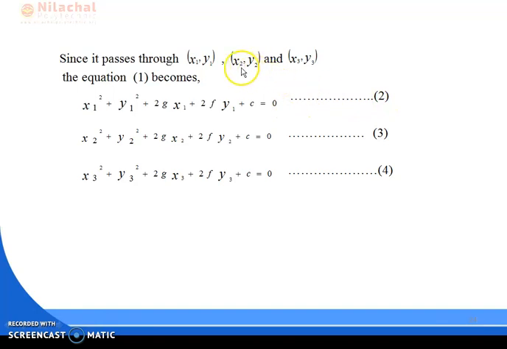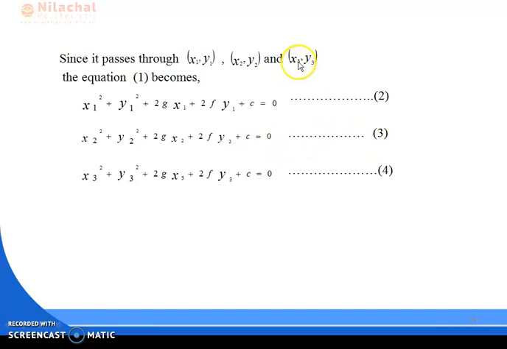Similarly, the second point also satisfies equation number 1. That means instead of x, we put x2, and instead of y, we put y2. We get x2 whole square plus y2 whole square plus 2gx2 plus 2fy2 plus c equals 0. This is equation number 3.